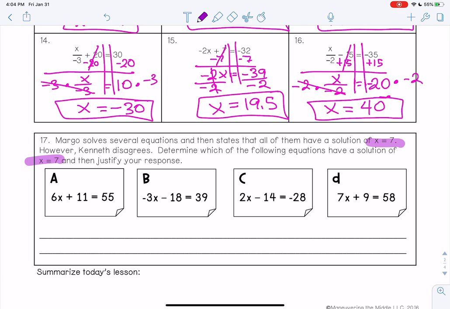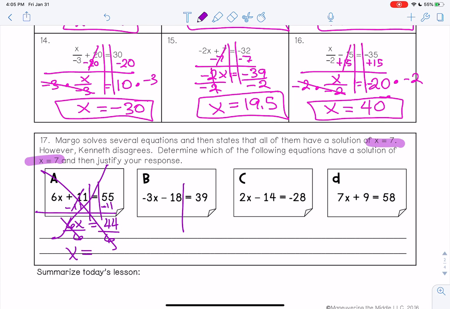For the first one, I draw my river. I'm going to subtract the 11 from both sides, and I get 6x equals 44. The opposite of multiplication is division, and x does not equal 7. 44 divided by 6 does not equal 7. So I know this one does not work.